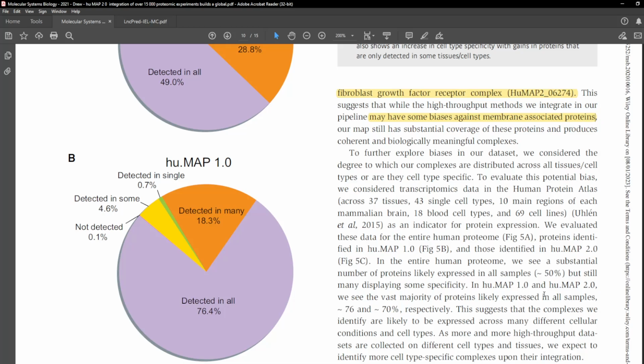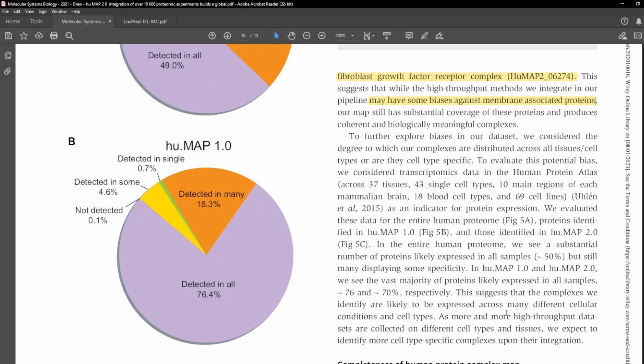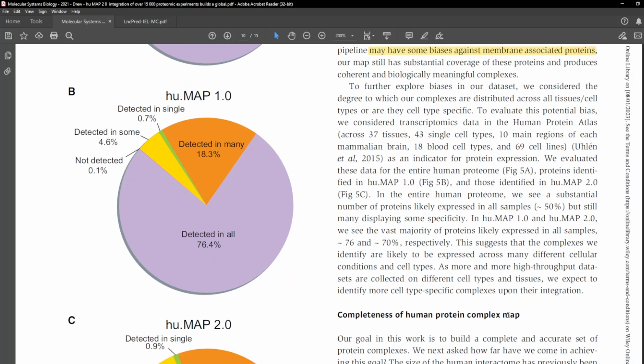This suggests that the complexes we identify are likely to be expressed across many different cellular conditions and cell types. As more and more high-throughput datasets are collected on different cell types and tissues, we expect to identify more cell type-specific complexes upon their integration.